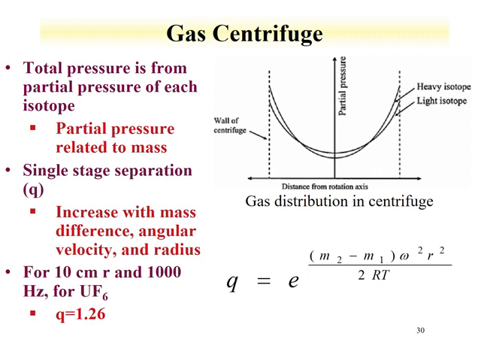Now, compared to this stage separation Q that we looked at for the diffusion system of 1.004, for a gas centrifuge it is much higher. For a system of a 10 centimeter radius, and for a frequency of 100 hertz for uranium hexafluoride, Q is 1.26. So this Q is increased greatly by using the gas centrifuge.